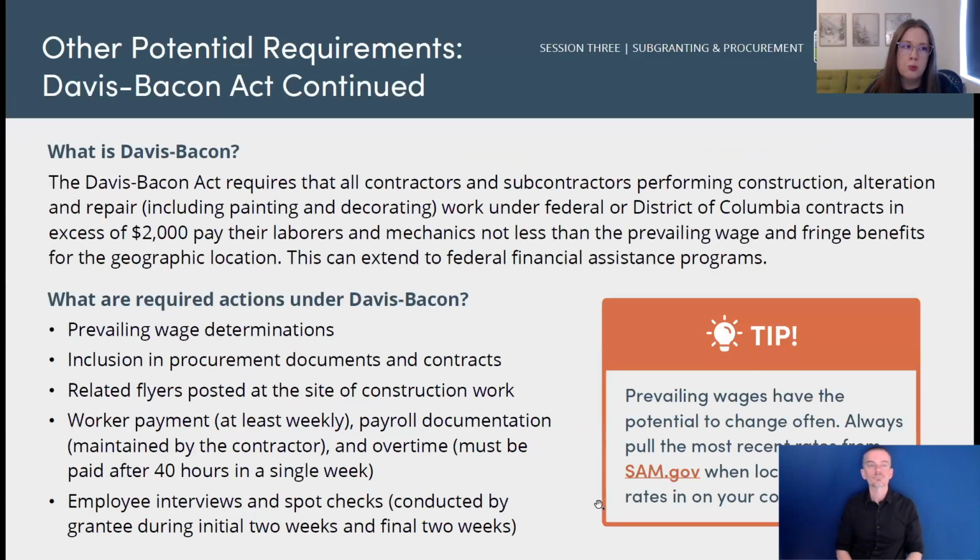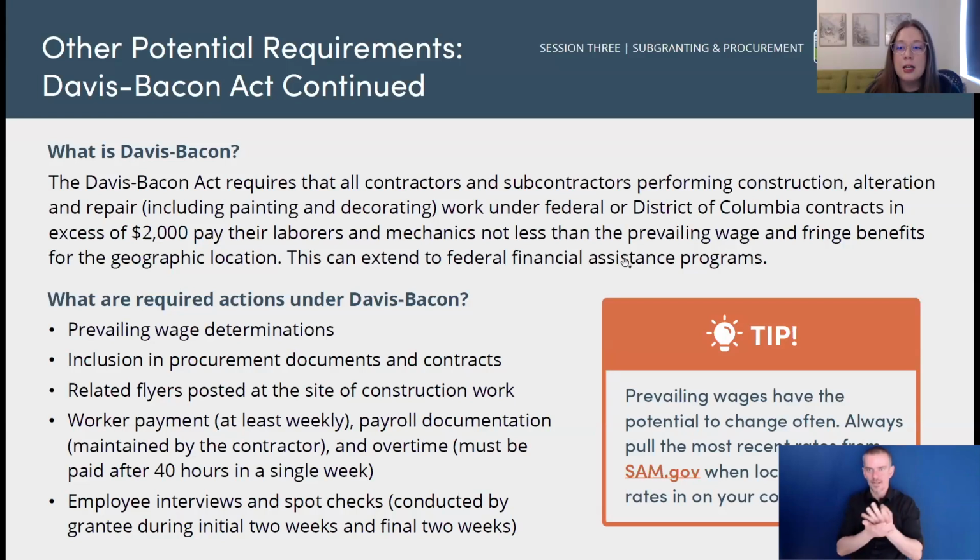So diving a little more into Davis-Bacon. The language at the top is the official language about this. It requires all contractors and subcontractors performing construction and repair, which includes painting and decorating work, under federal or District of Columbia contracts in excess of $2,000, to pay their laborers and mechanics not less than the prevailing wage and fringe benefits for the geographic location. This is the key part here: this can extend to federal financial assistance programs.